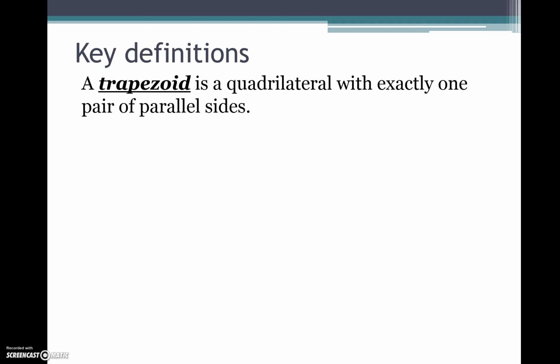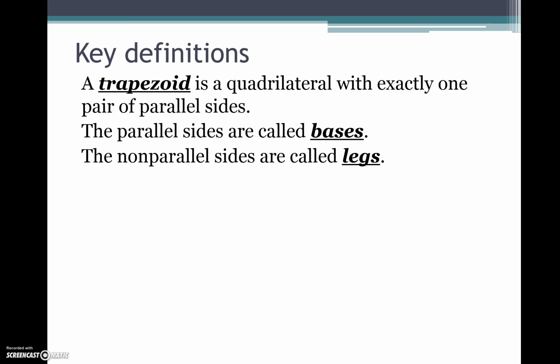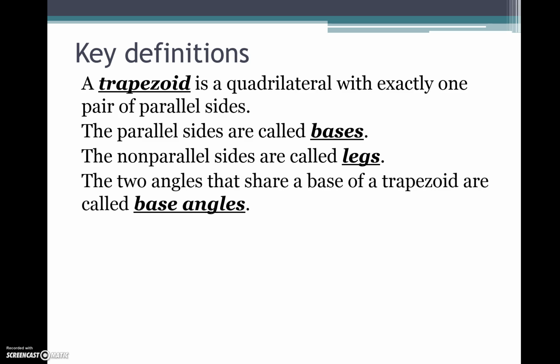A trapezoid is a quadrilateral that has exactly one pair of parallel sides. This is what makes it different from a parallelogram, whose opposite sides are parallel. The parallel sides are called bases. The non-parallel sides are called legs. The two angles that share a base of a trapezoid are called base angles.